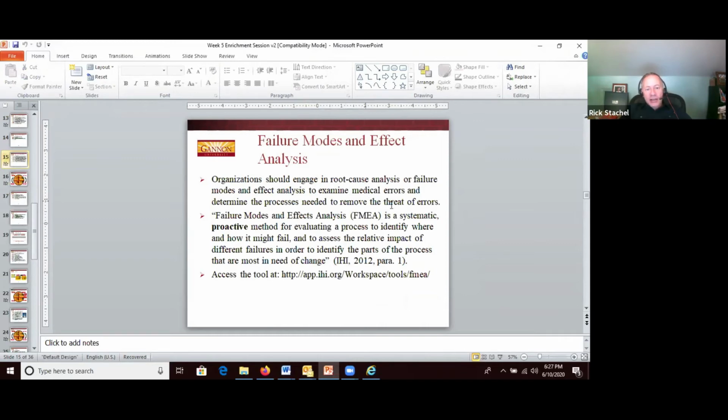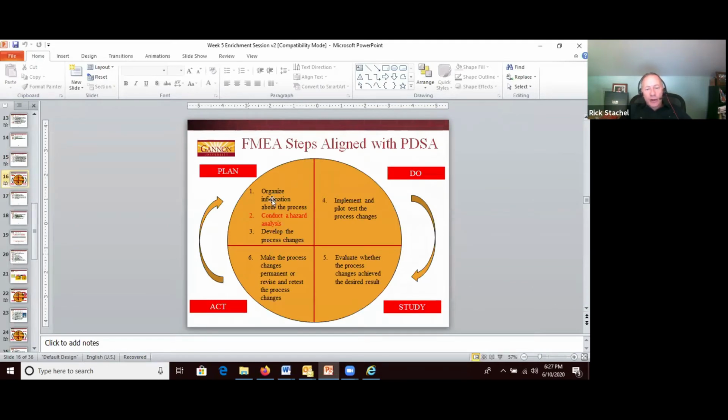So organizations engage in root cause analysis or failure modes and effects analysis to examine medical errors and determine the process needed to remove those. And it's a systematic, proactive approach, right? And there's the tool that I just talked about. So this should be familiar, right? This is the PDSA process. FMEA uses this, and that's why it's included as one of those continuous process improvement models. But basically, it fits in number 2 of plan, right? Because you're conducting a hazard analysis, and that's what makes FMEA specific.